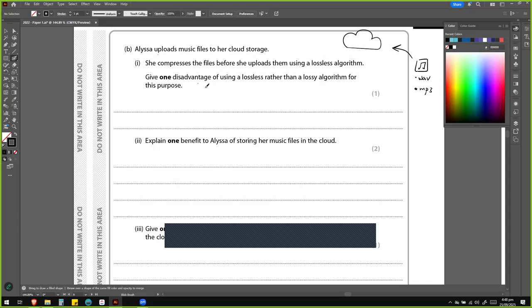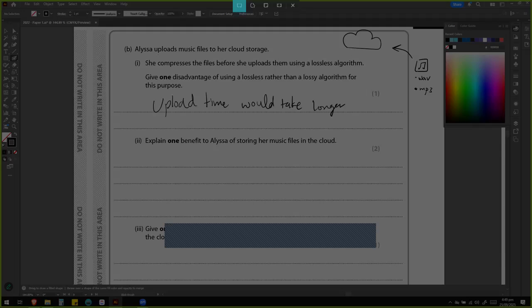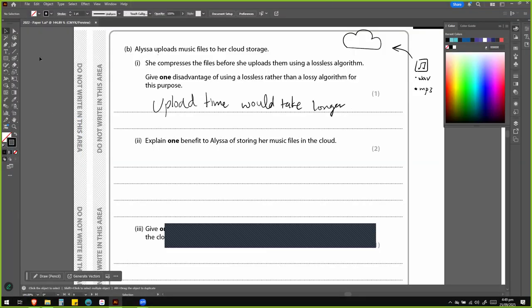So one disadvantage of using a lossless algorithm, we could say, is that upload time would take longer. We could have also said something like it would become a larger file size, less compression. So I'm going to show you some more answers that you could have entered here. I'm going to put that on the screen.